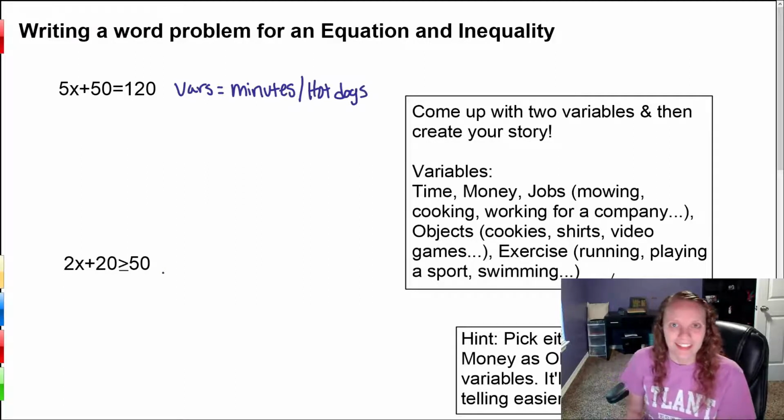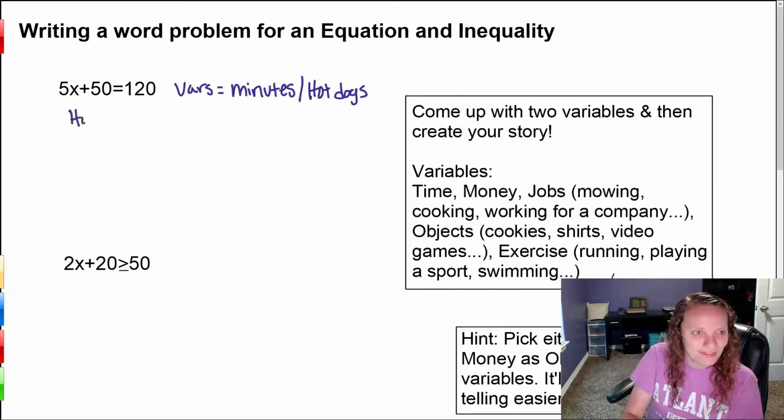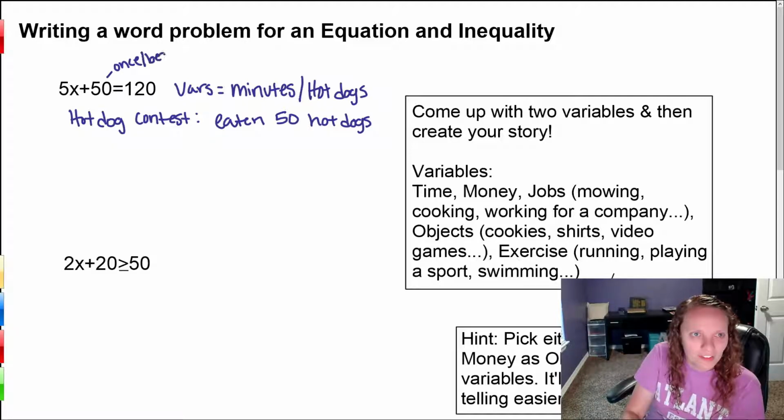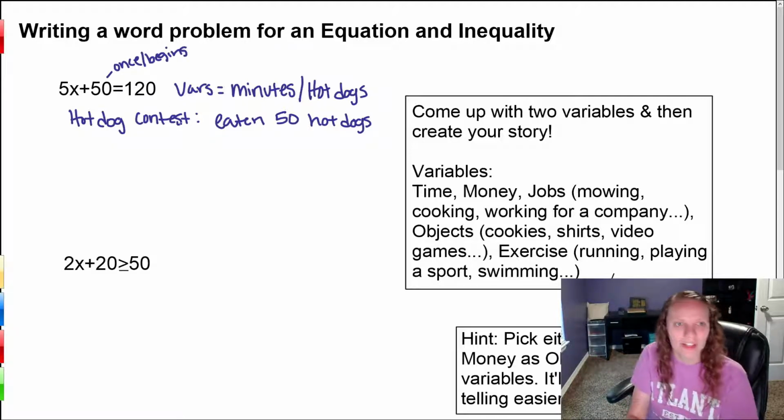So Steven is in a hot dog eating contest. And he has already eaten 50 hot dogs. Remember, the 50 is what happens once, or like the beginning number. So he had already started off, he ate 50 hot dogs.